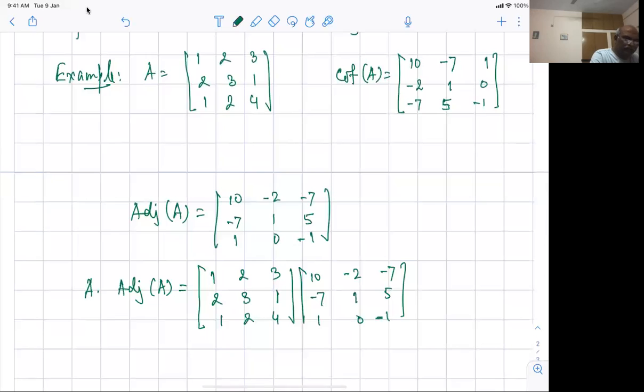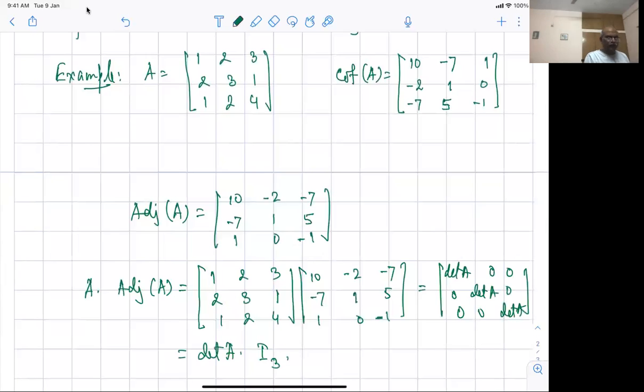So check out that this is nothing but determinant of A, 0, 0, 0, determinant of A, 0, 0, 0, determinant of A, which is same as determinant of A times identity matrix, I3. Is that okay? So just verify it yourself. And the same thing will be true because of the transpose part. It will be same as adjoint of A into determinant of A. Fine. So try that out yourself. It's not difficult to understand it.